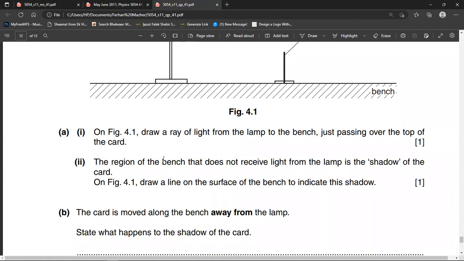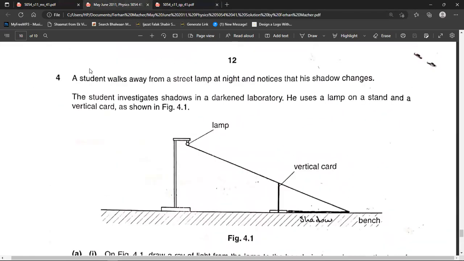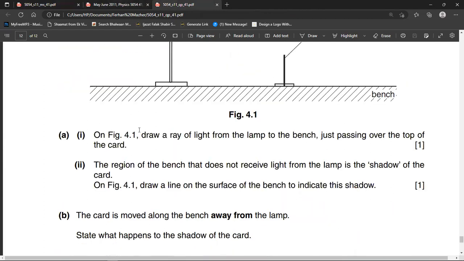On figure 4.1, draw a ray of light from the lamp to the bench just passing over the top of the card. So I will join this and the top of this card with the bench with a straight line. Okay, very simple. You can see here I have drawn that line. So that was the 1 mark question.